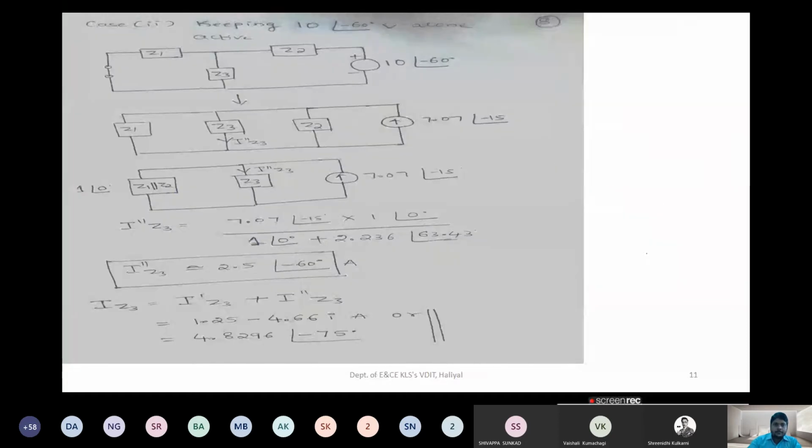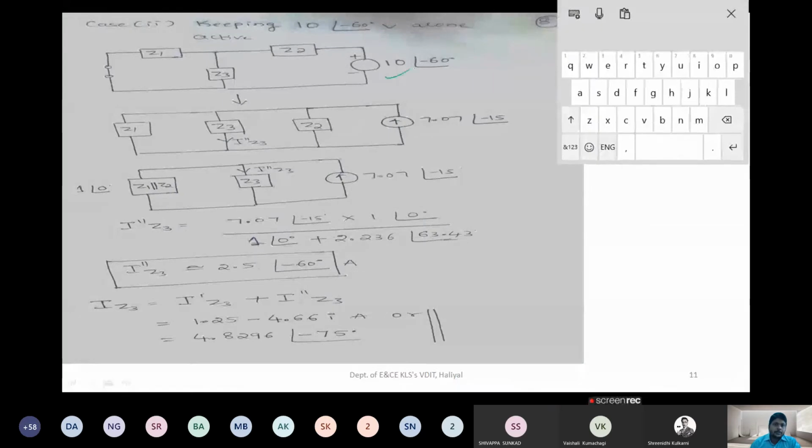Now the second case: if I consider this source as acting, I have to short circuit this. With a similar approach to what we did, convert this to a current source. I will get this with the arrowhead here because of the polarity, plus and minus.